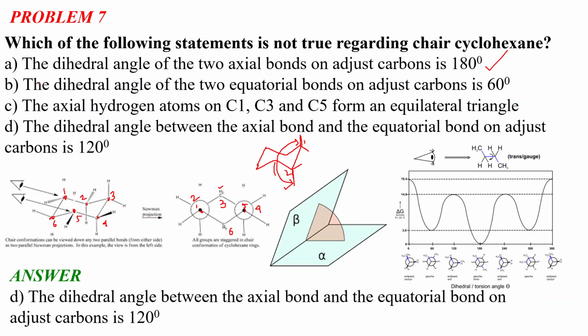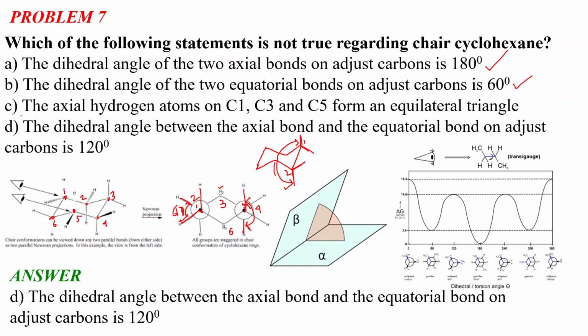This option is correct. Now number 2 says that the dihedral angle between two equatorial bonds of adjacent carbon is 60 degree. So this is an equatorial bond and this is another equatorial bond and the angle between these two is 60 degree. It is very easy to understand from here. Okay. As you can see, two bonds are missing here. You can see this adjacent carbon, this carbon is one carbon and the carbon behind, which is not shown here, is another carbon. And the two axial bonds, this is one axial bond, this is another axial bond, and both of them have an angle of 180 degree. Okay. And this is one adjacent carbon equatorial bond, this is another equatorial bond, and the angle between the two is 60 degree. Okay.